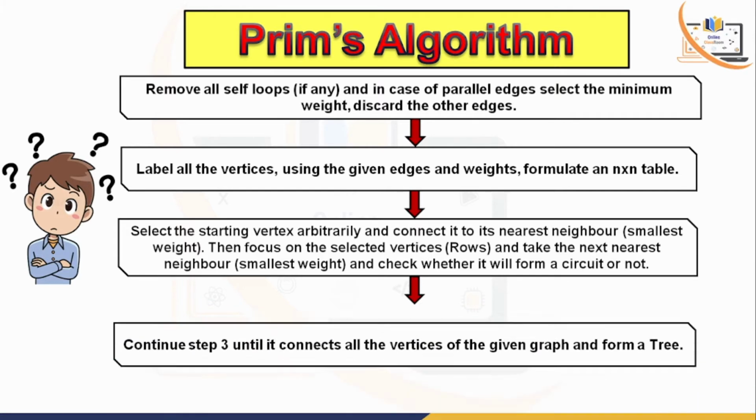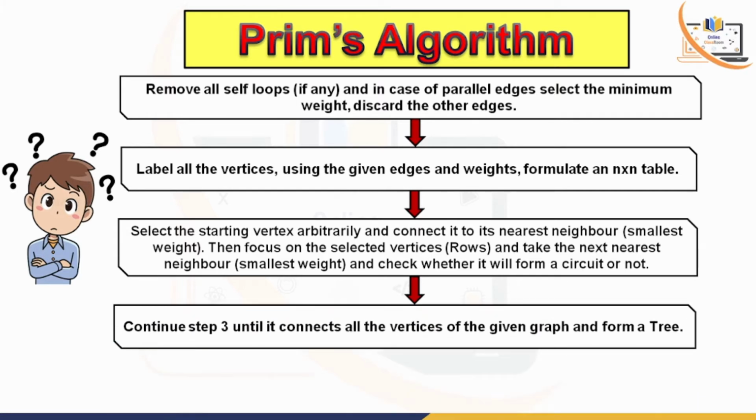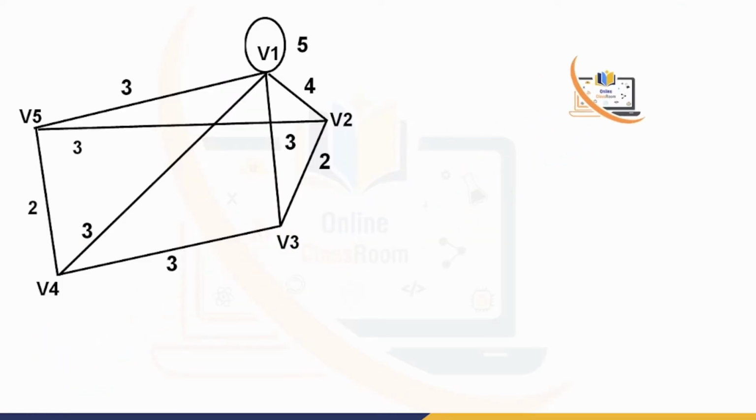And in case of the last one, obviously continue the process. That means continue the third step until it connects all the vertices of the graph and it will form a tree, because we know that in case of a tree, all the vertices should be connected. So that is the total algorithm of Prim's. So let's discuss the corresponding algorithm using one of the problems.